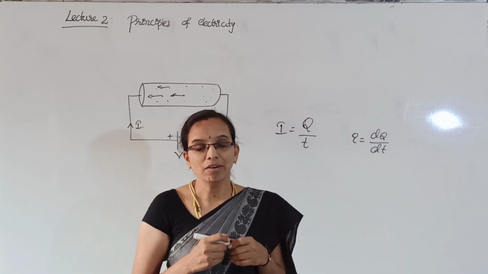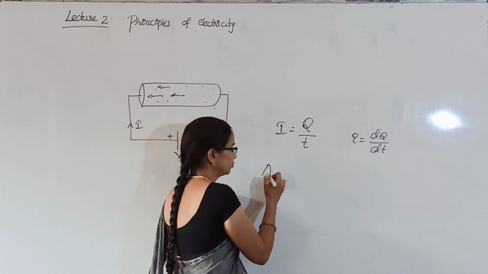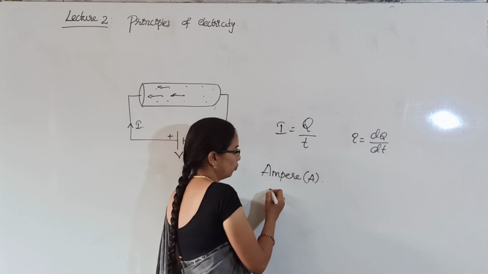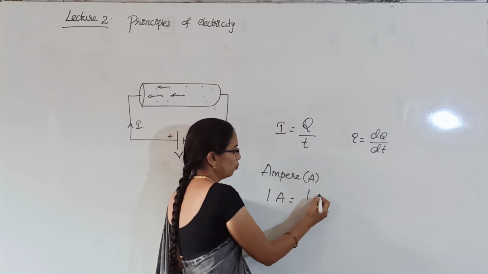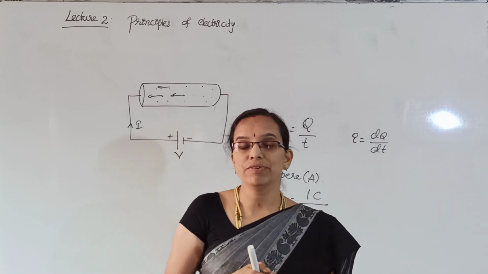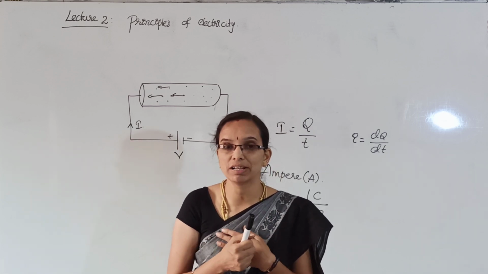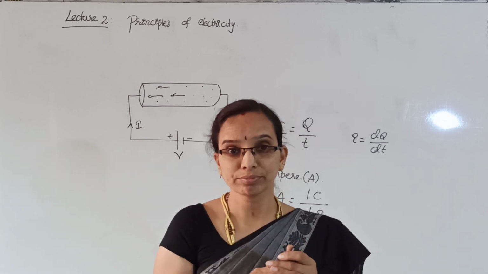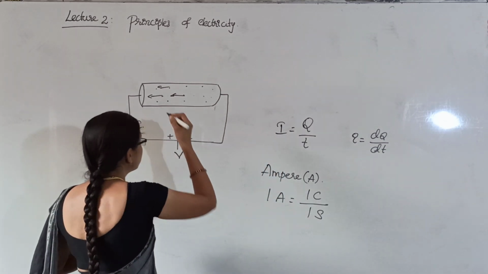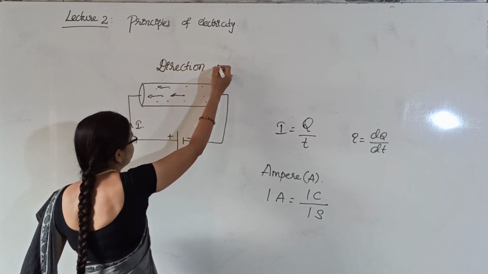The unit of electric current is ampere, represented by A. 1 ampere is equal to 1 coulomb by 1 second. That is, 1 ampere is defined as 1 coulomb of charge moving through a cross section of a conductor in 1 second. Now we are going to study the direction of electric current, the direction of conventional current.